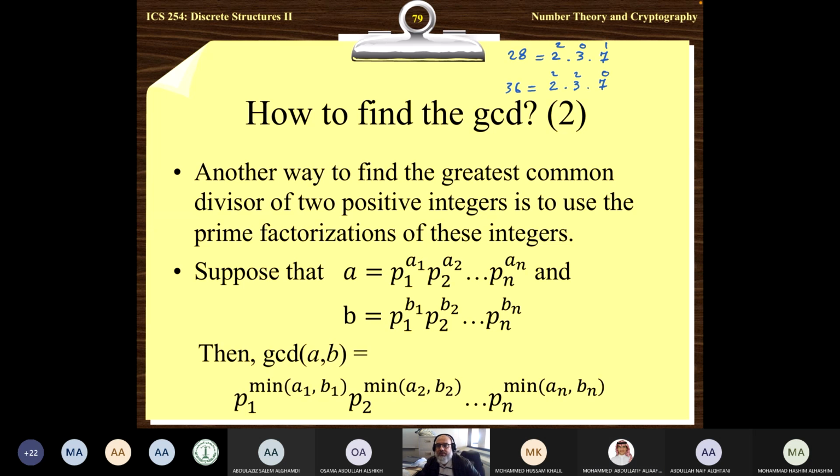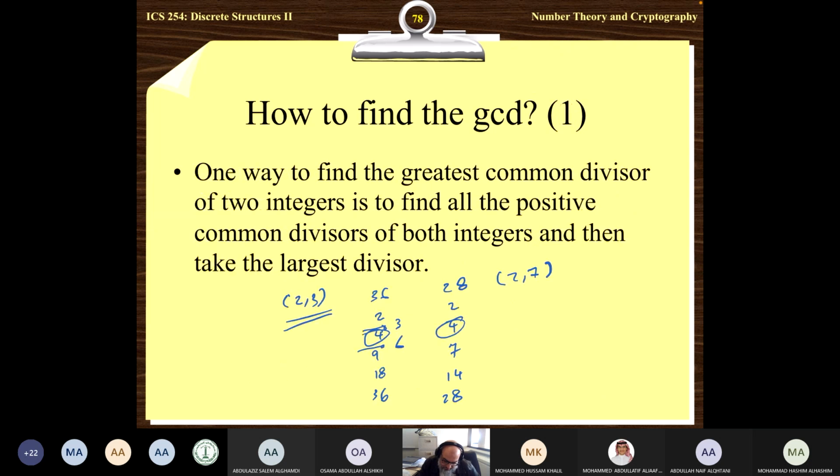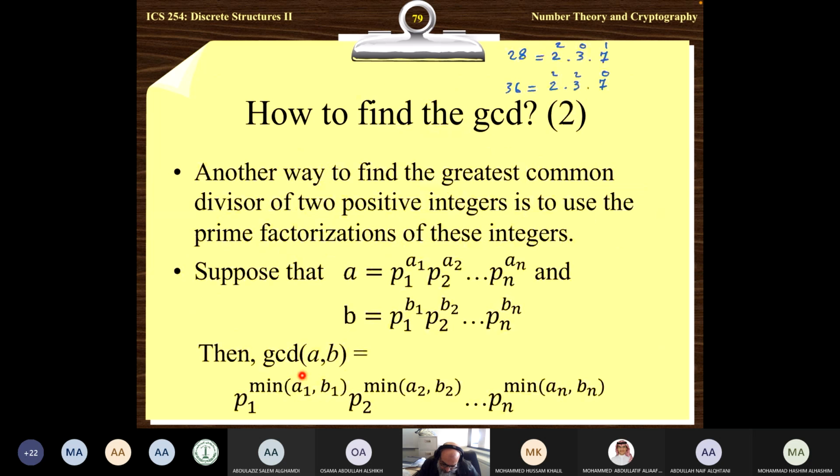Okay, so I wrote 28 and 36 in this way. Now, how can I find the greatest common divisor? Well, it says here that the greatest common divisor of A and B is basically P1 to the minimum of A1 and B1, multiplied by P2 to the minimum of A2, B2, multiplied by P3 to the minimum of A3, B3, all the way to Pn to the minimum of An, Bn.